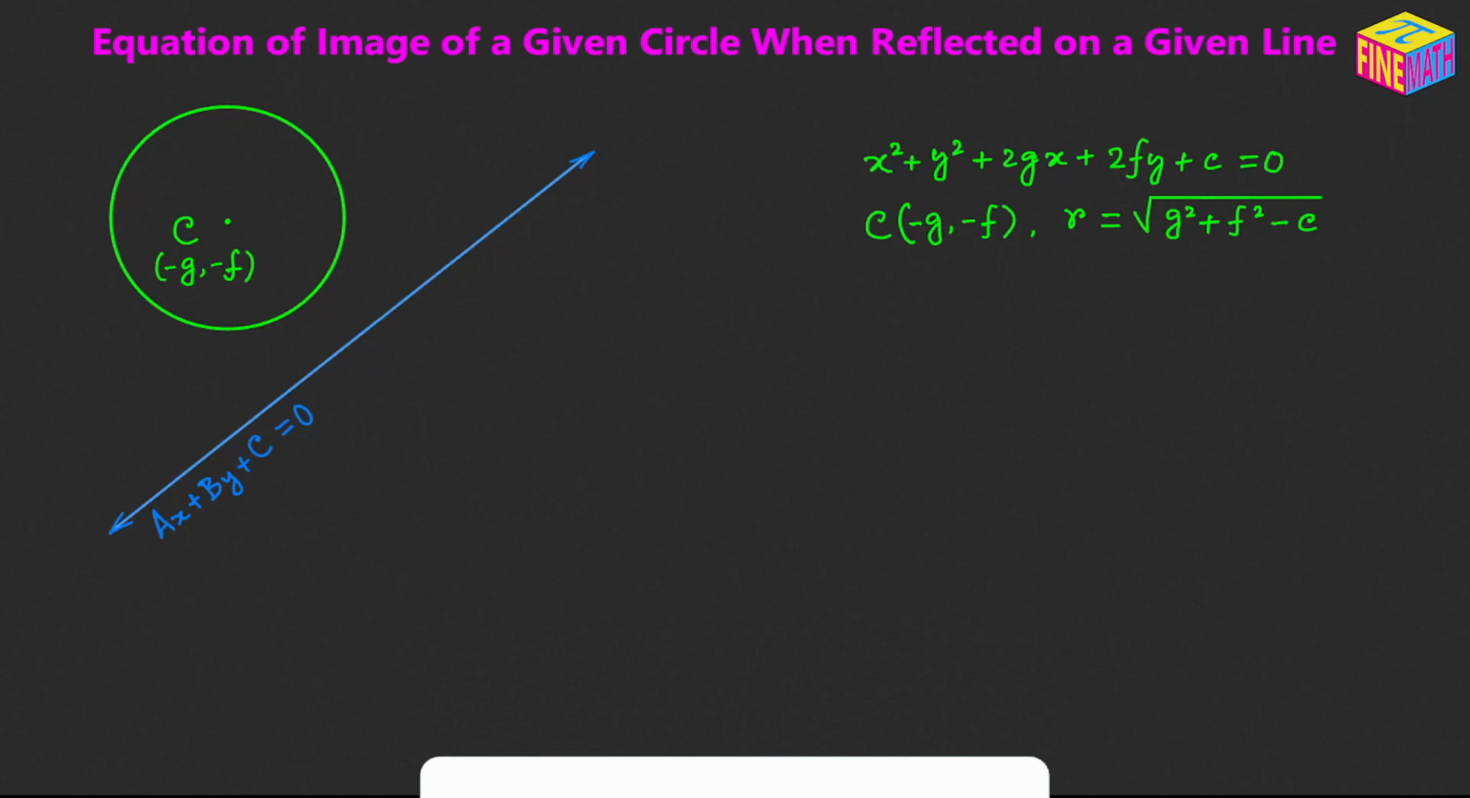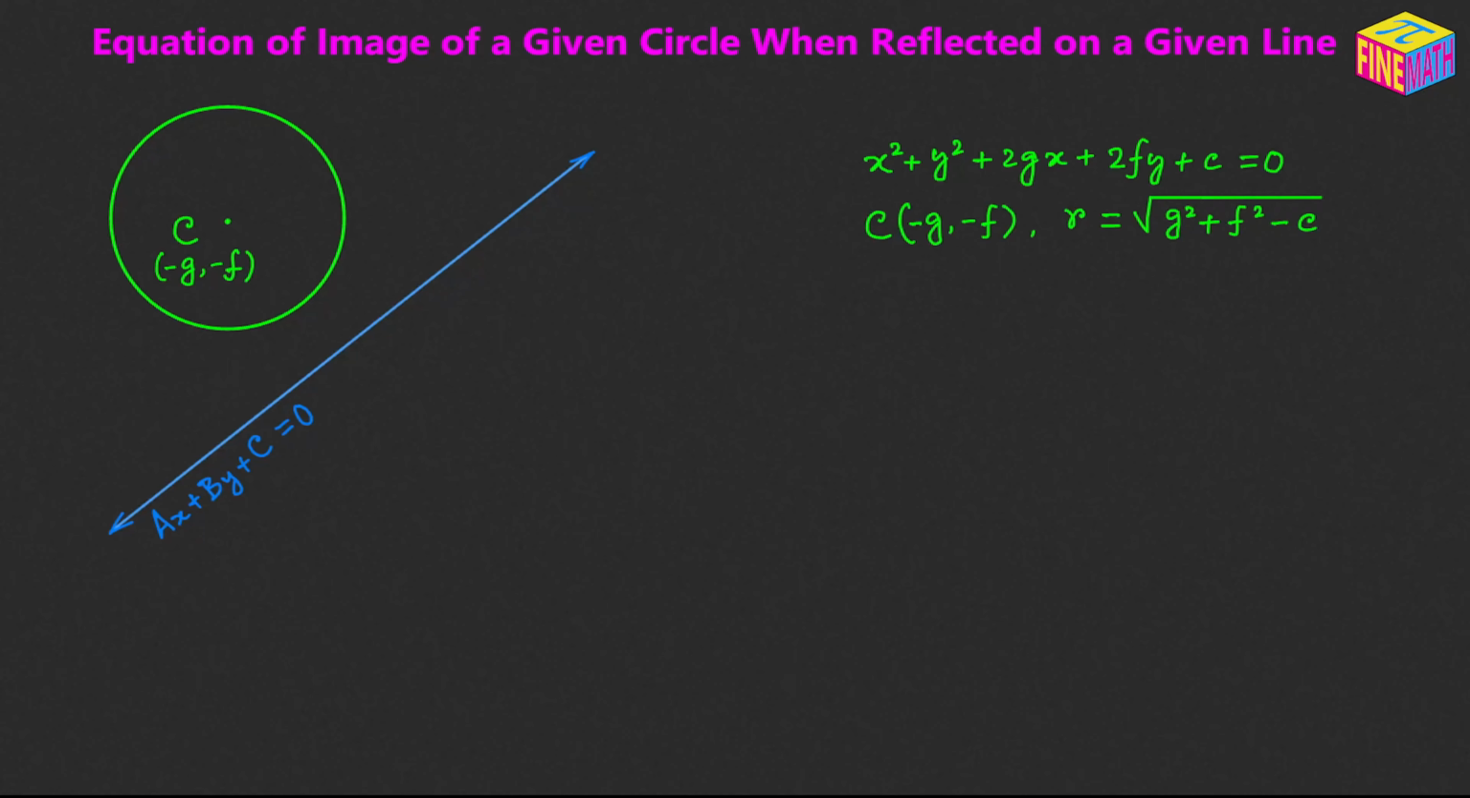but a line mirror. Let's suppose we have a circle like this whose equation is given as x squared plus y squared plus 2gx plus 2fy plus c equals 0, and from there we can easily say that the location of the center would be negative g comma negative f, and the radius of the circle would be square root of g squared plus f squared minus c. Also, we have been provided with the equation of the line mirror, and the equation of that line is Ax plus By plus C equals 0.